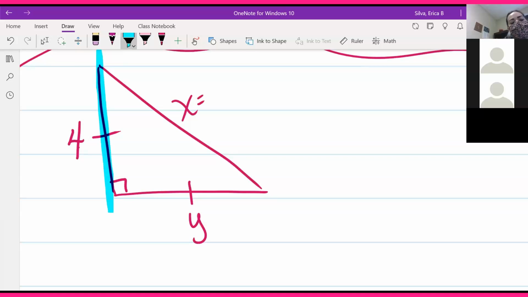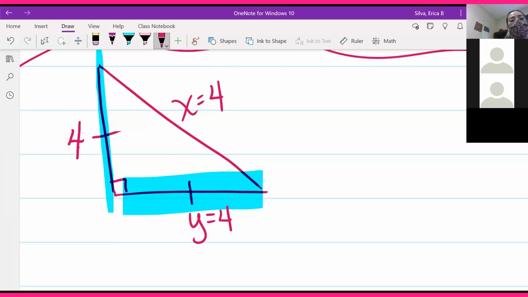We have the side length. This is 4, which makes my y equal to 4 also. And my x, if we're looking for the hypotenuse, all we have to do is multiply that times the square root of 2. So your x is 4 times the square root of 2. We're not going to use decimals. We need to use the radical form.